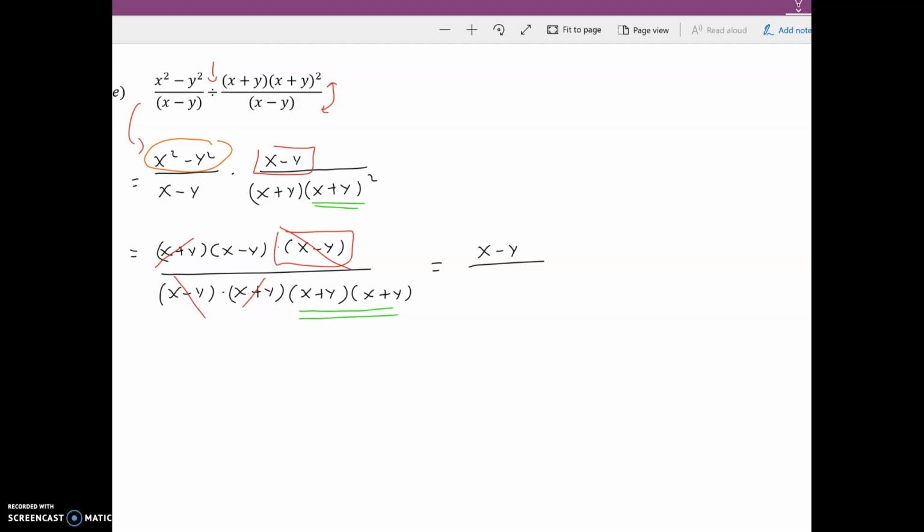At the bottom, you have a total of two x plus y. So let me write them as x plus y times x plus y, or simply rewrite them as they originally were with the value to the second. So your final answer would be x minus y over x plus y, to the second power.